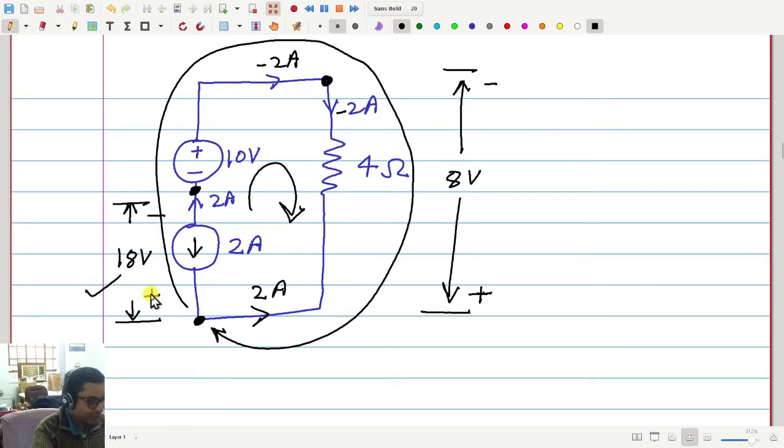Upper side will be minus. Okay. And if you have doubt, you can ask me later again.